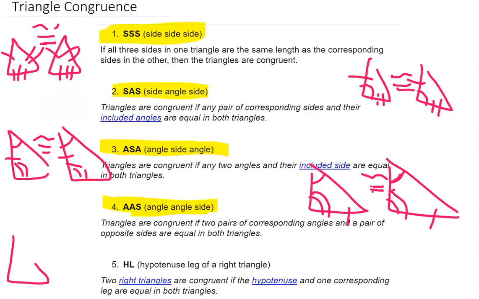The last one is if I know that I have a right triangle, and I know that I have a set of legs that are congruent, and I know the hypotenuse is congruent, then I can say that those 2 triangles are congruent, which is sort of like a side-angle-side, but not quite, so we call it the hypotenuse-leg theorem. And now with those 5 theorems, I can prove certain things about triangles and it allows me to work with congruent triangles.